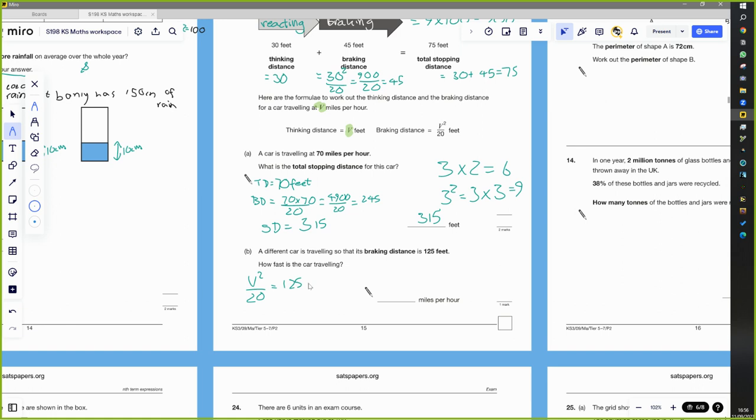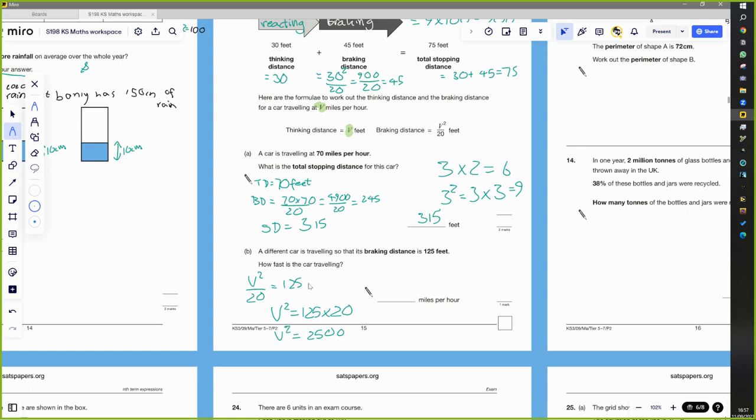We need to rearrange. So we're going to multiply both sides by 20. v squared is equal to 125 times 20. Now we can do that on our calculator, but let's just do it in our heads anyway, just to show you how to do it. So what I do is I just times it by 2, and then I times it by 10. 125 times 2 is 250, then timesing it by 10 is 2,500.